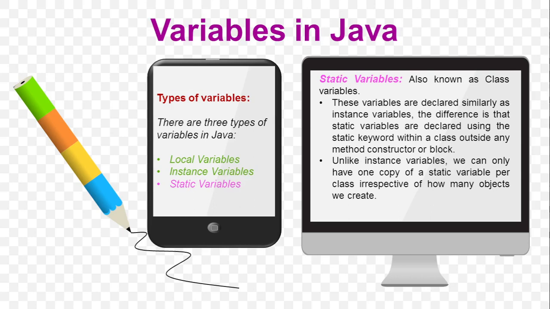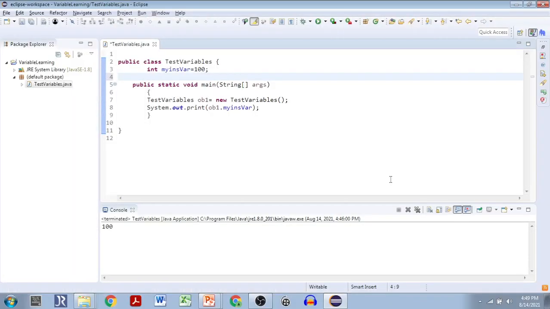But the difference between instance variables and static variables is that we can only have one copy of a static variable per class, irrespective of how many objects we create. You can have 100 objects created for a particular class, but the value, if modified or assigned to a static variable, will be the same for all of the objects. That's where it lies. Let's see an example, which is better.